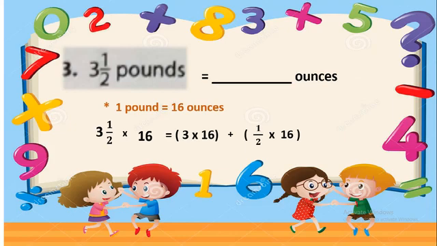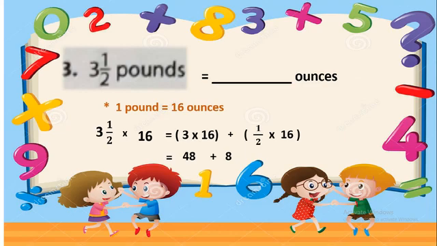Next is to find the product of the numbers inside the parentheses. So 3 times 16 equals 48, plus 1/2 times 16, which is equal to 8. How did we get 8? 1 times 16 is 16, and 2 times 1 is 2. So 16 over 2 is an improper fraction, so you divide it. 16 divided by 2 is 8. That's how we got 8.